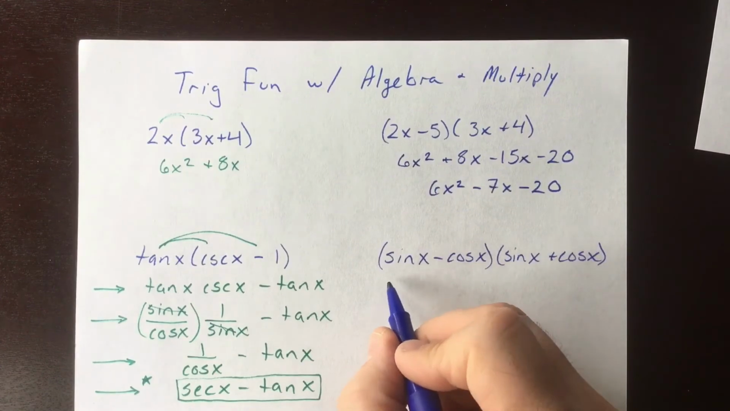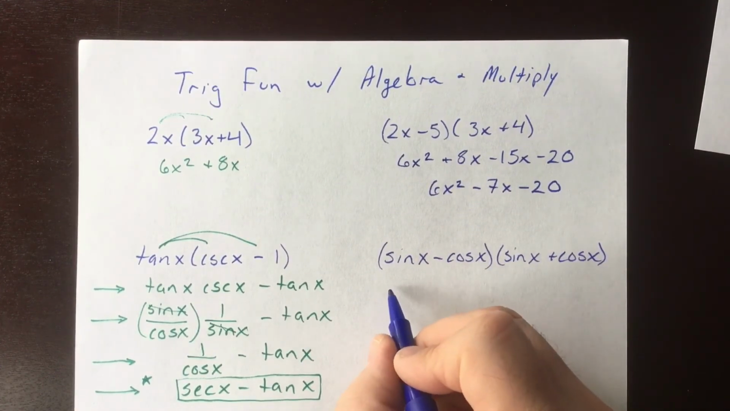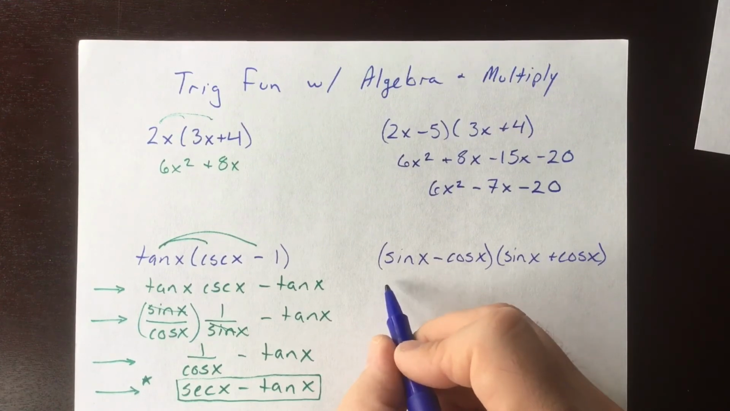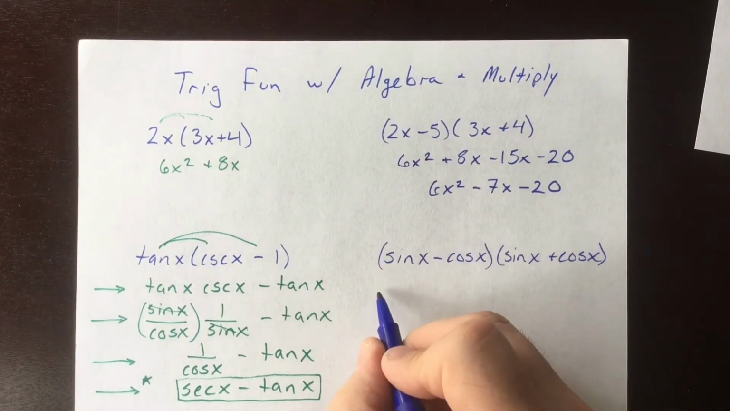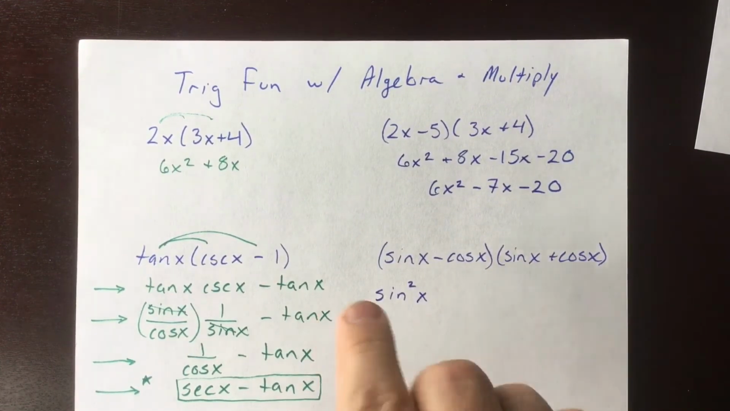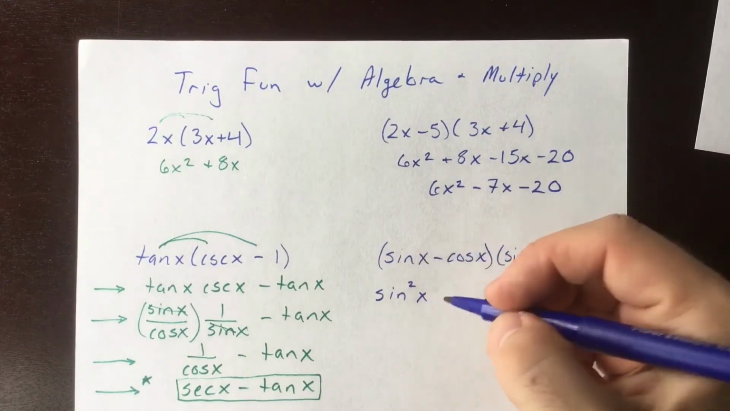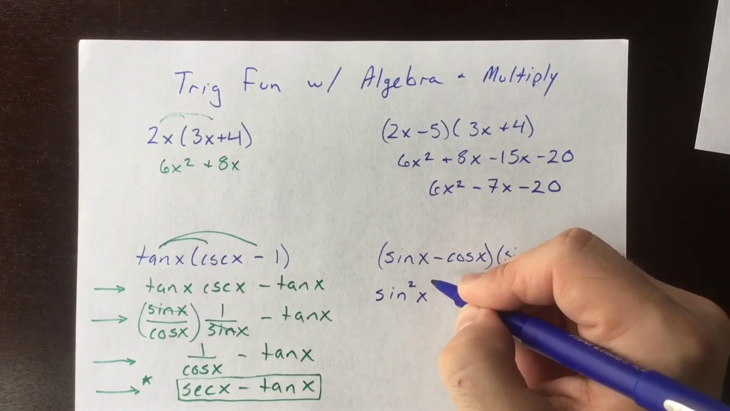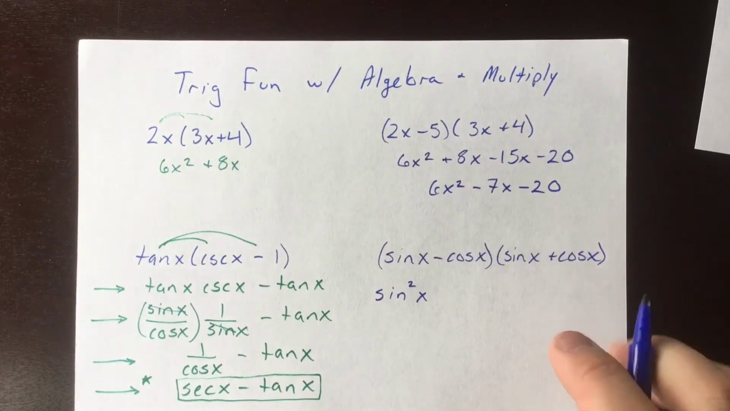Sine times sine is sine squared. So sine squared, just so you know, I could use parentheses, sine of x and squared, or we could write sine squared of x. Okay, not sine of x squared. I think we talked about this before. Putting the squared after the x signifies that we're squaring x and not the actual sine function.